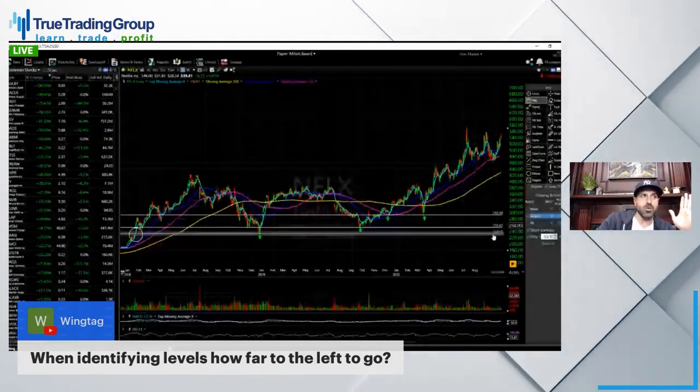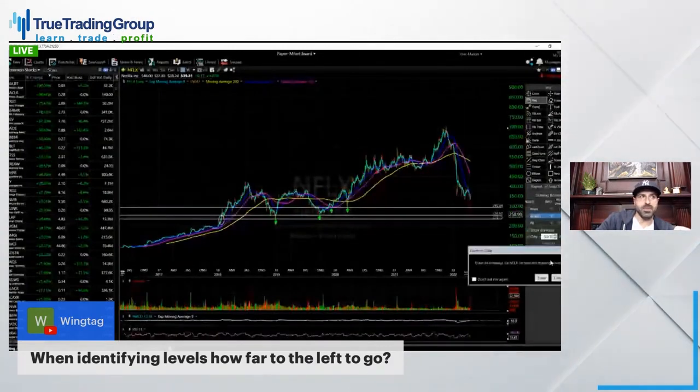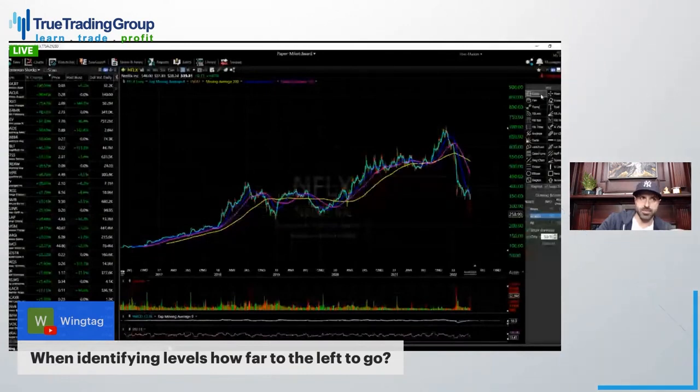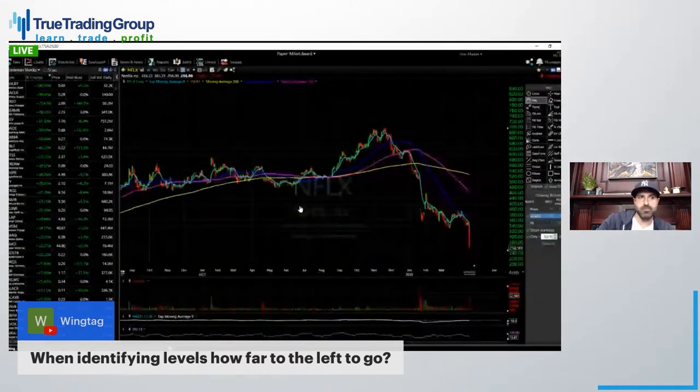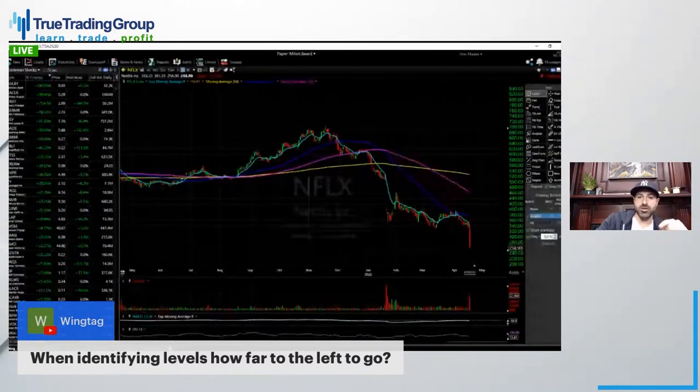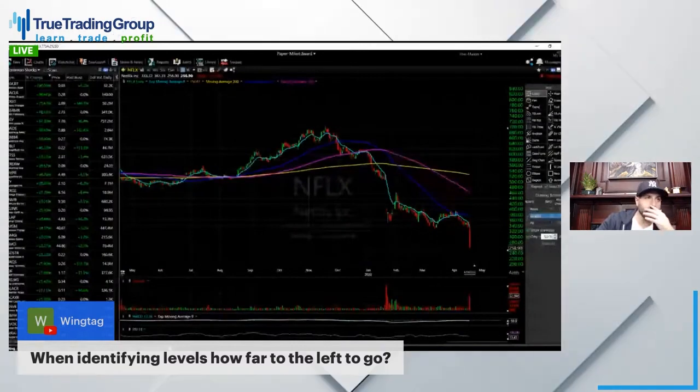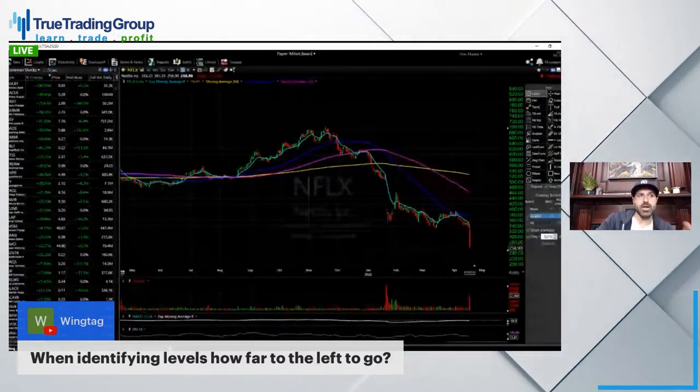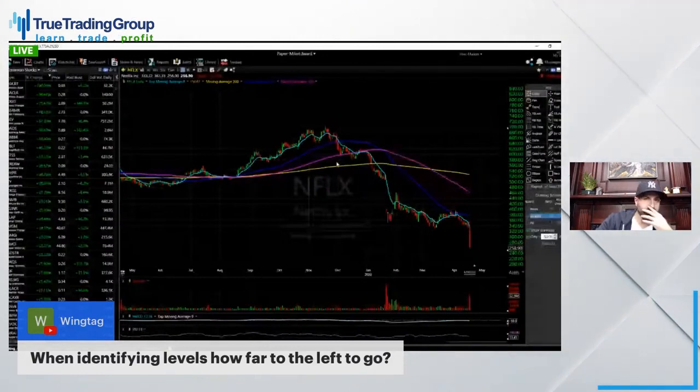You don't have to keep going all the way back for all eternity, for as long as the company's been public. Great question. A lot of people do this wrong, and you'll learn how to do this with True Trading Group. I promise you guys, you will learn how to properly identify support and resistance levels.